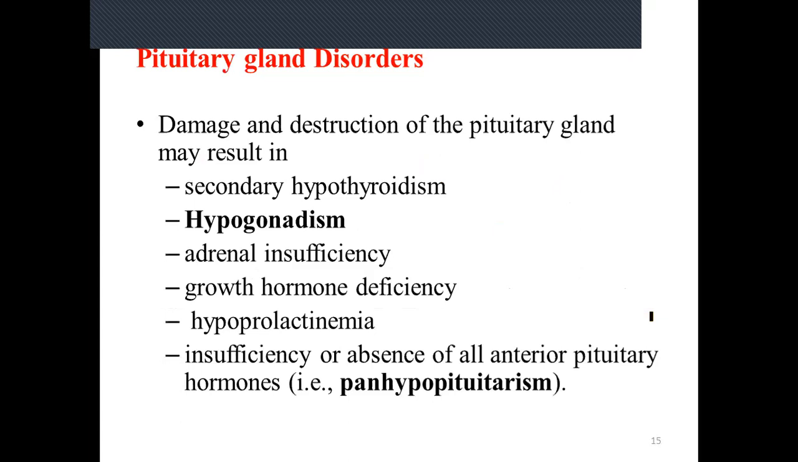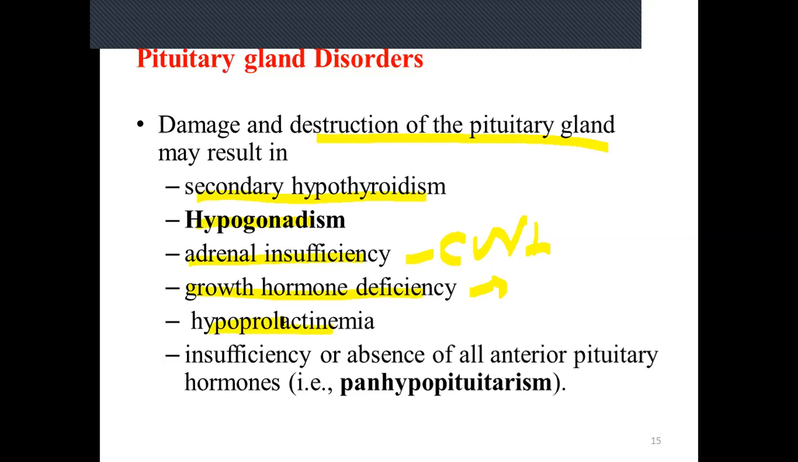Then, if there is damage and destruction of the gland, what will happen? The patient will have secondary hypothyroidism. I hope you know why it happens. The patient can have even hypogonadism. The patient can have even adrenal insufficiency because cortisol will not be produced. The patient can have growth hormone deficiency because growth hormone will not be produced. Then the patient can have a low level of prolactin so that they cannot even produce milk.